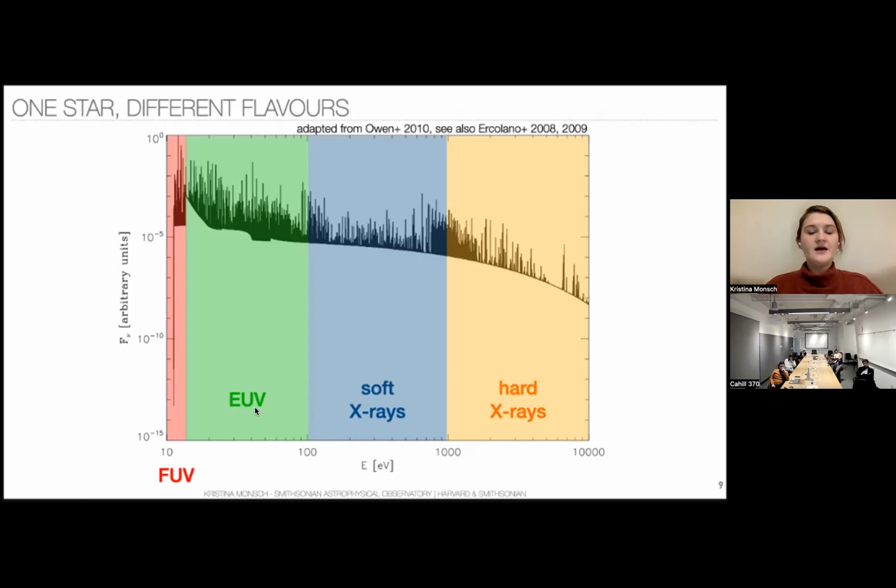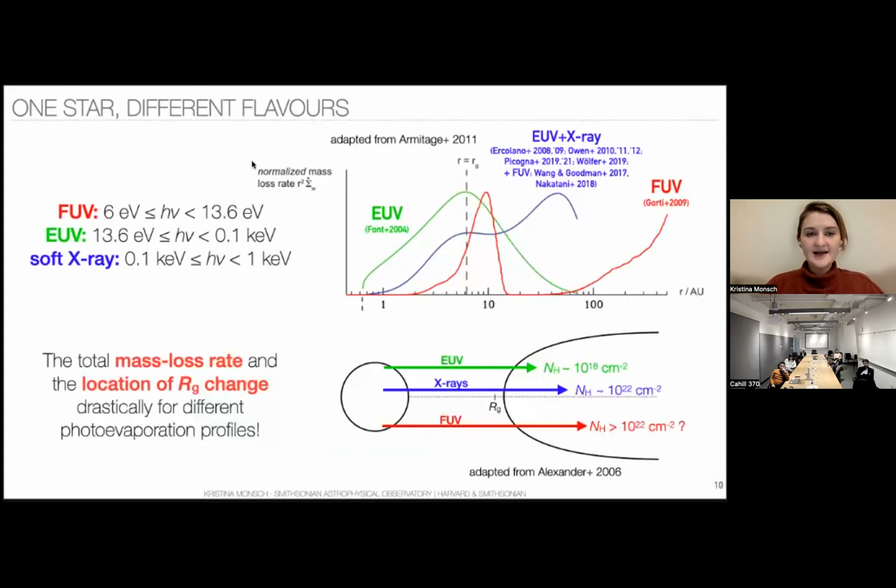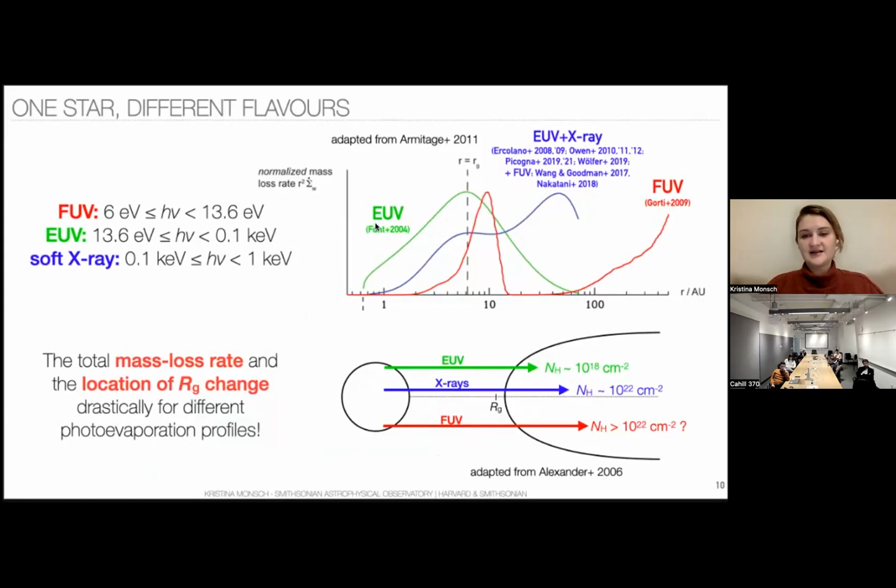And it actually makes a very big difference on the mass loss rate you obtain for the photoevaporation profile if you assume different photons for your models. So I want to explain this a little bit more. This plot here shows the normalized mass loss rate for these three different photoevaporation profiles as a function of disk radius. The green curve shows... let's start with red.